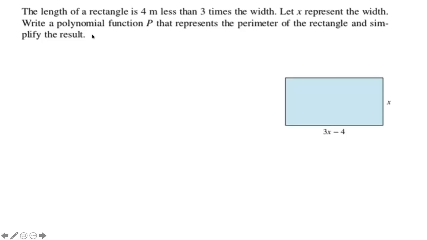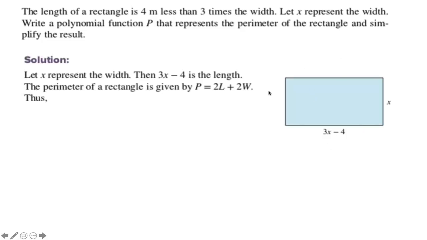write a function that represents the perimeter, which is the sum of all the sides. If x is the width, then here are the dimensions, and the perimeter is twice the length plus twice the width. Notice if I do that, 2 times the length plus 2 times the width, and I simplify by distributing the 2, for example, 6x minus 8, and then 2x, and simplify everything, I get a polynomial function that represents the perimeter of my rectangle. In particular, this polynomial function is a linear function. The degree is 1.